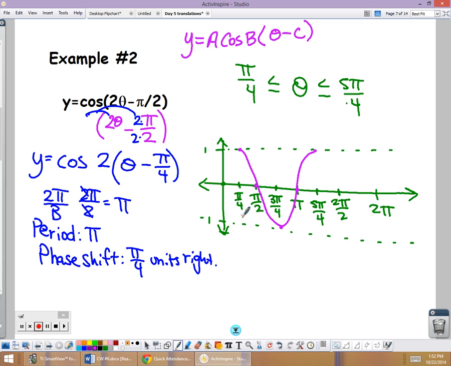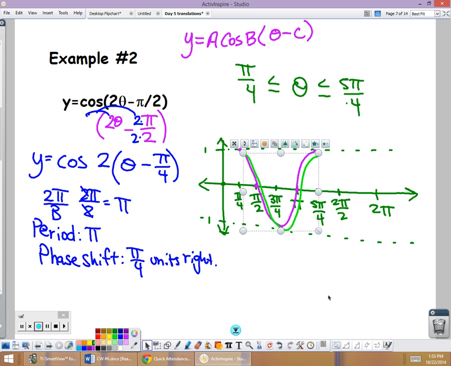From pi over 4 to 5 pi over 4. And if I think about this, there were 2 things that happened. Let's look at what our original function would have looked like. Let's make it a different color. How about neon green? Didn't make neon green.